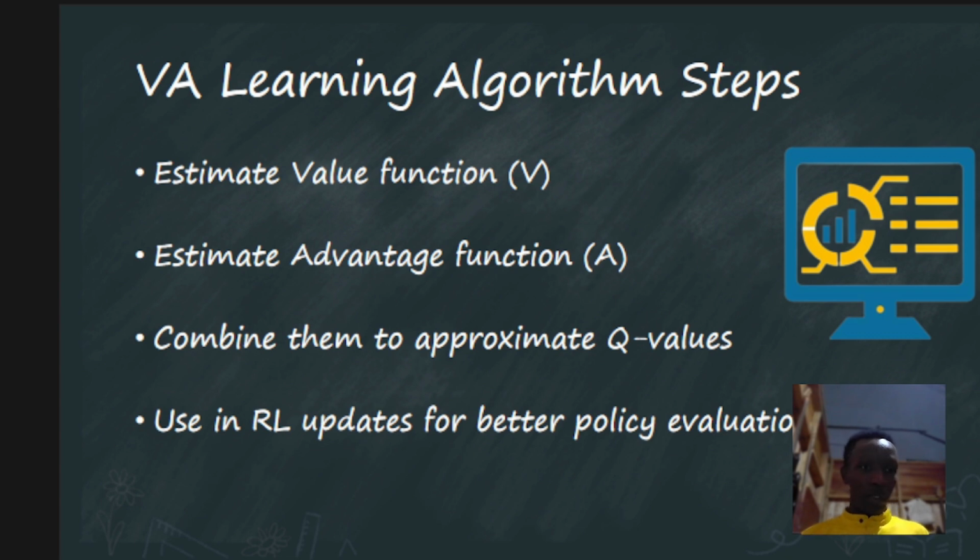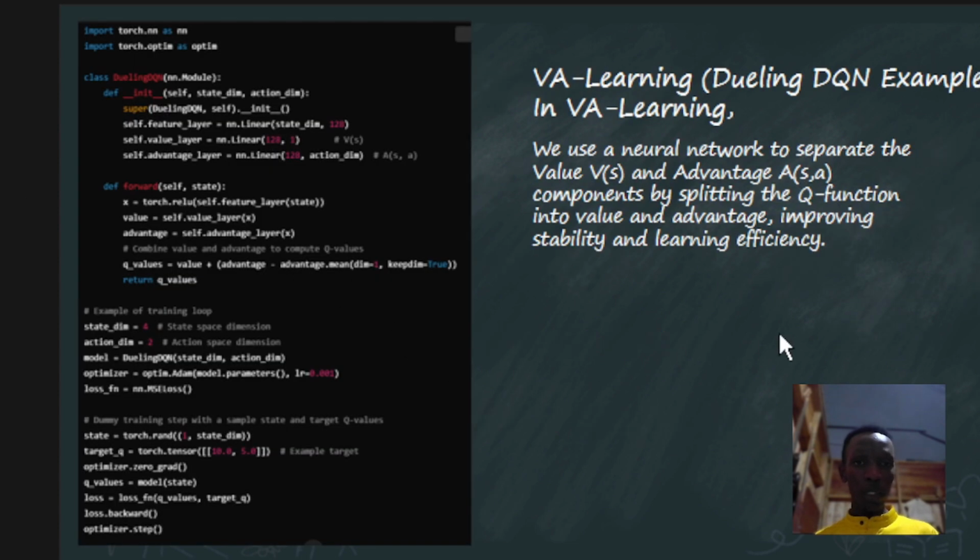Then it is used in the reinforcement learning updates for better policy evaluation. And here we have an example of a dueling DQN. We use a neural network to separate the value and advantage components by splitting the Q function into value and advantage, and therefore this improves learning efficiency.